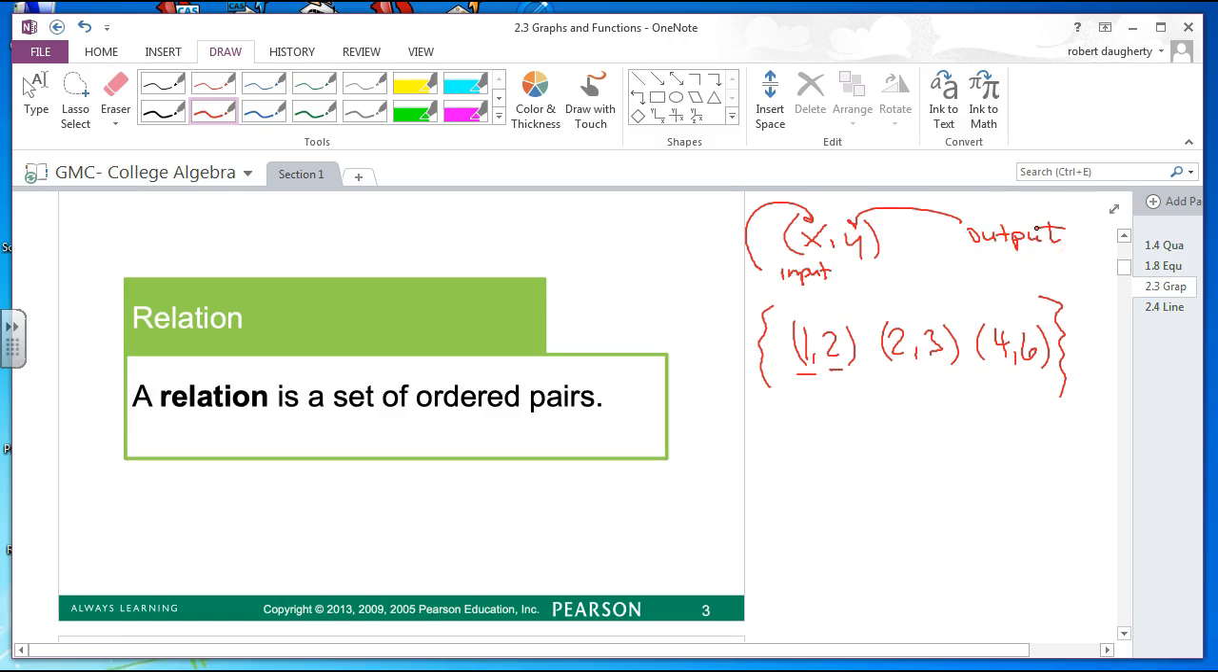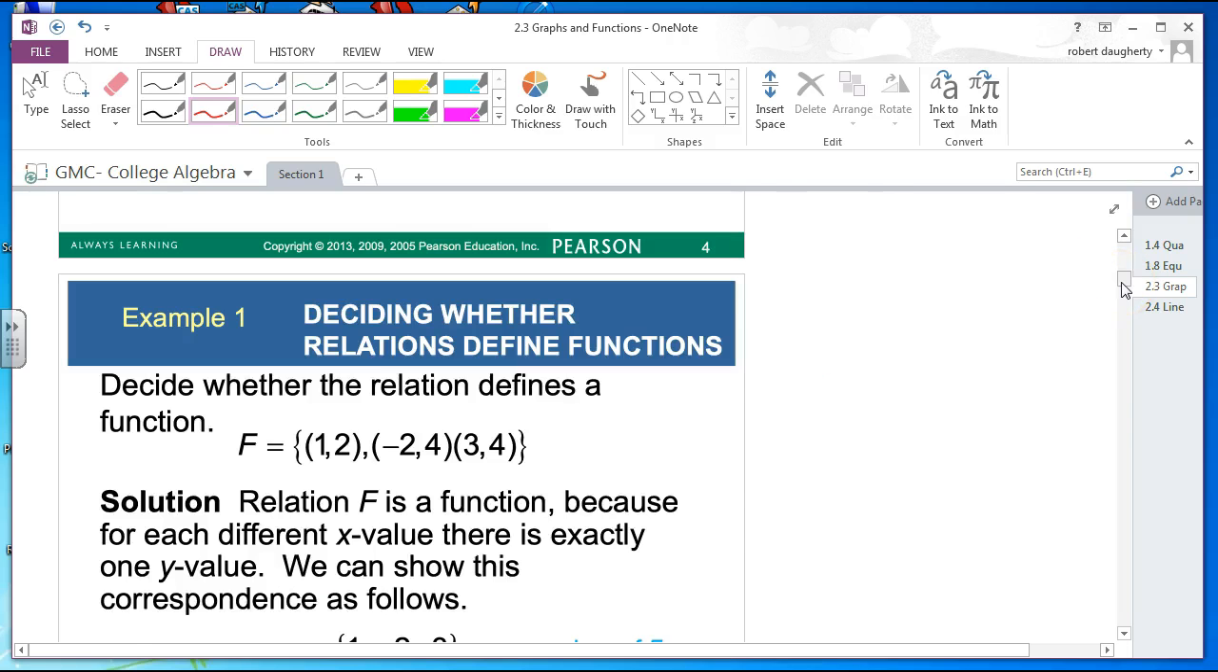So this is a relation. If you give it a 1, a 2 comes out. Input a 2, a 3 is output. Input a 4, a 6 is output. That's just what a relation is. Now, we need to determine whether a relation is a function or not. So a function is a special definition of a relation.